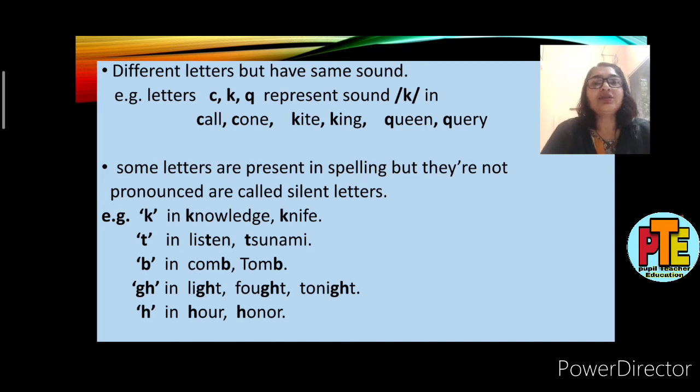There are some letters which are present in words but they are not pronounced. These are called silent letters. Here we will see a few examples of silent letters. K is silent in knowledge, knife. In listen and tsunami, T sound is silent. In comb and tomb, sound B is silent. In words light, fought, tonight, letters GH are silent, and in words hour, honor, letter H is silent.